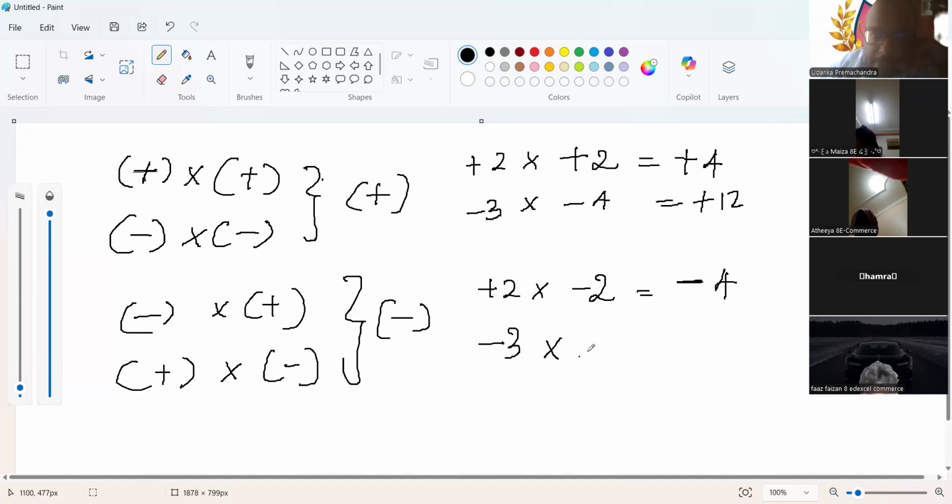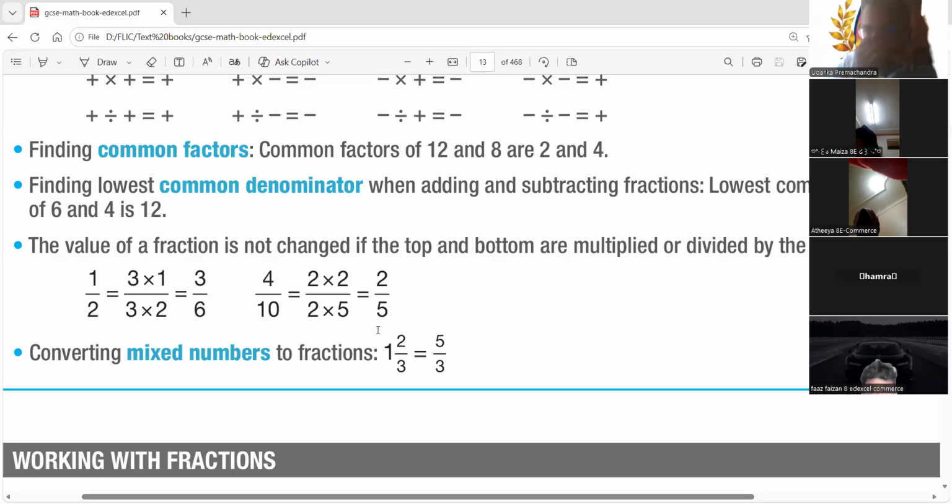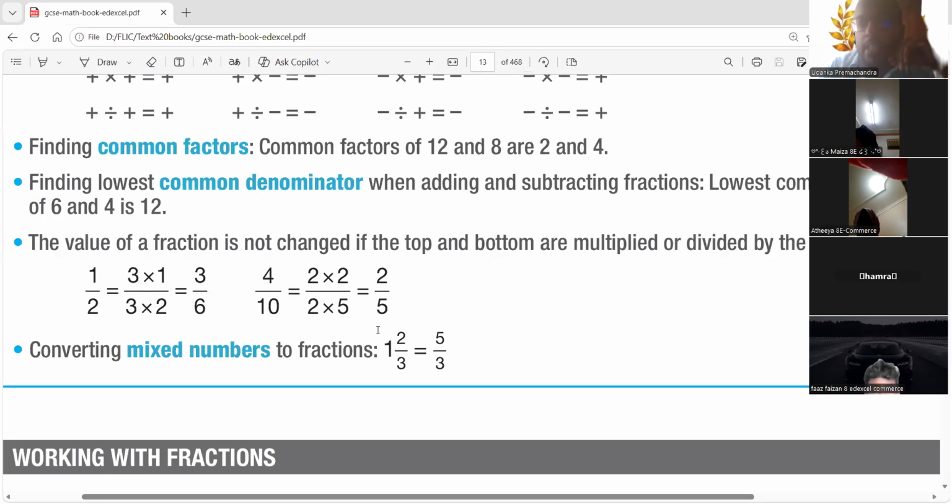Minus 3 into plus 4. What happened? Plus into minus, it becomes minus. 3 into 4, it's 12. Clear? These are the very basic things you have to know, starting with the very basic things like that. Okay? So those are the basics you have to know, as well as division, which goes like that.